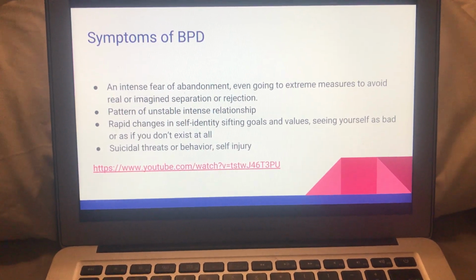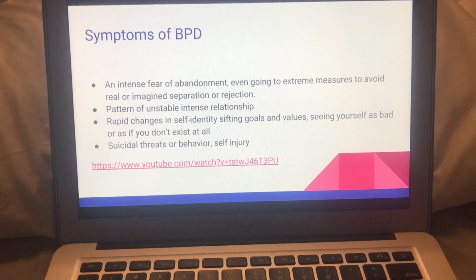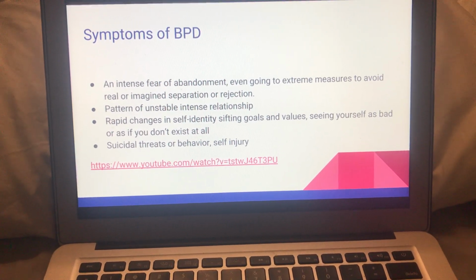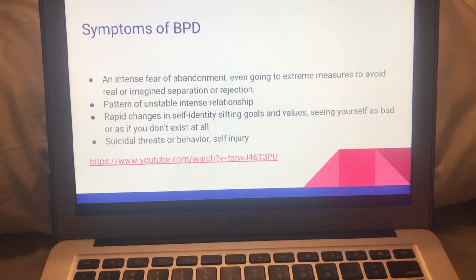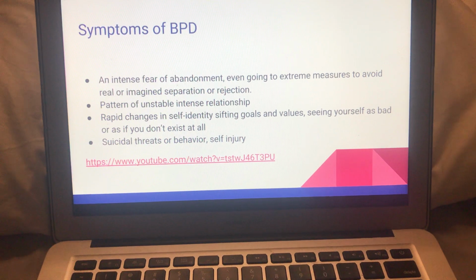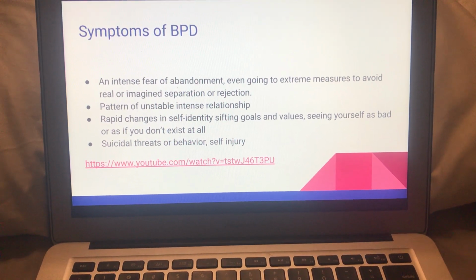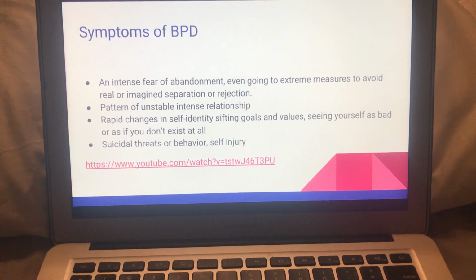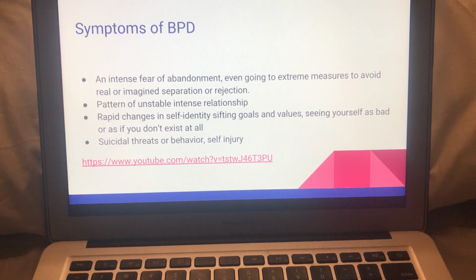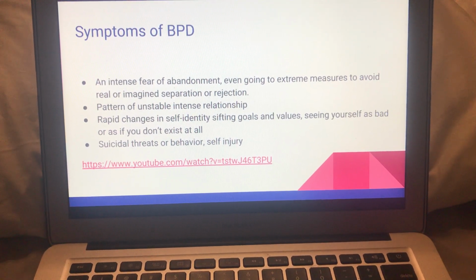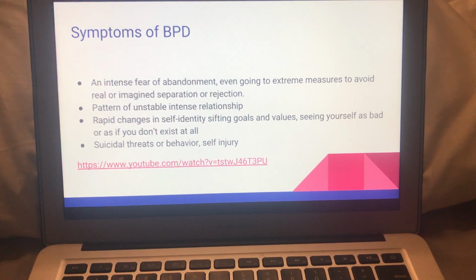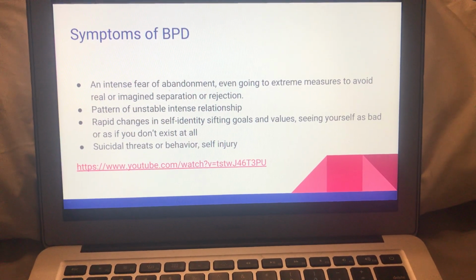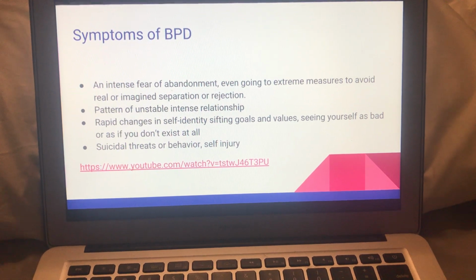Symptoms of BPD. You have intense fear of abandonment, even going to extreme measures to avoid real or imagined separation or rejection. Patterns of unstable, intense relationships, rapid changes in self-identity, shifting goals and values, seeing yourself as bad or as if you don't exist at all, suicidal threats or behaviors, and self-injury.